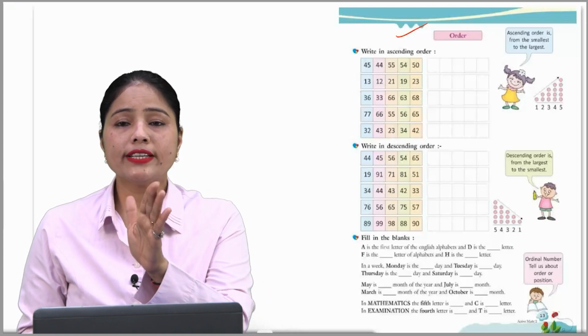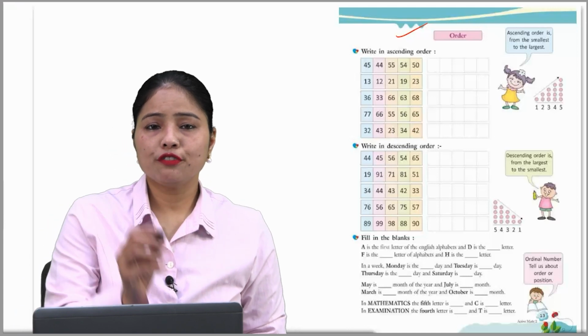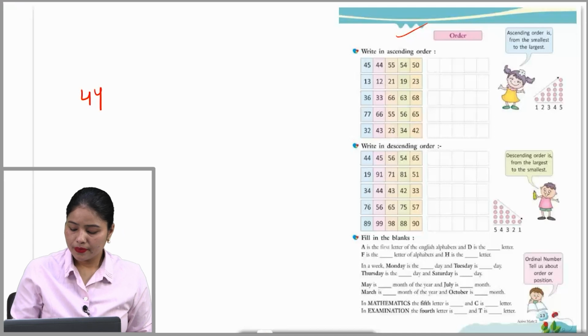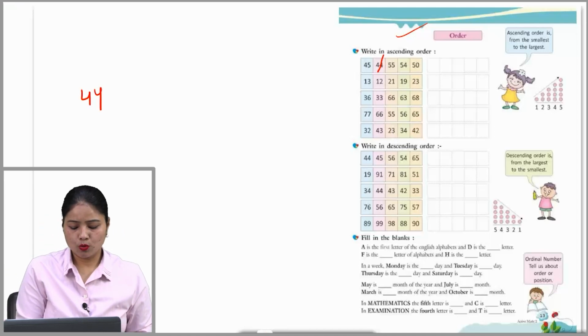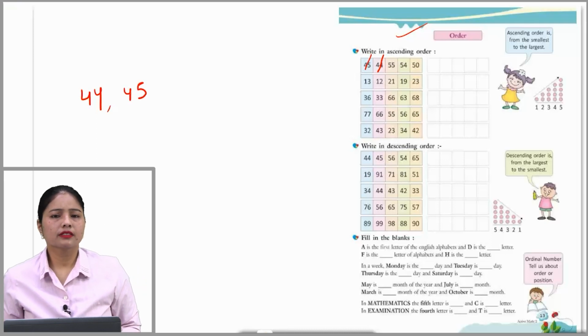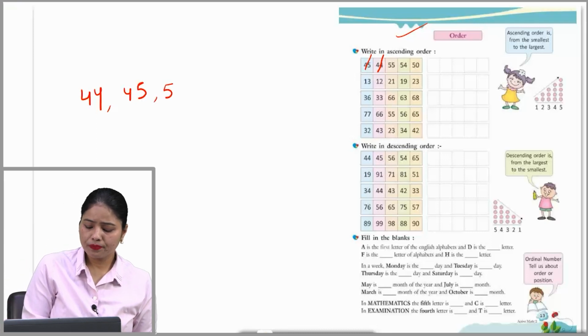So among all, which number is smallest first? So we say that 44 is smallest. So write it 44 here. Cut it from list. 44 के बाद में 45. So write it 45. Again cut it from list. Then 50. Yes. So write it 50.